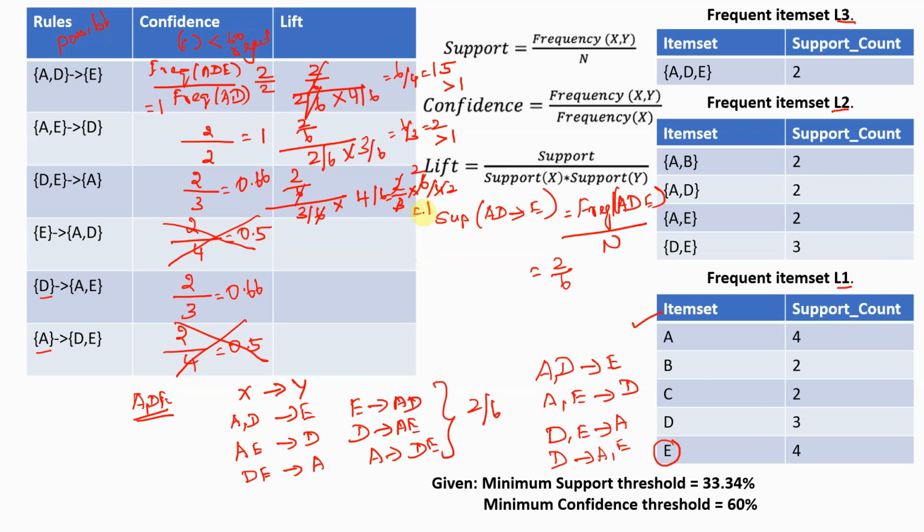So if it is equal to 1, you already know that there is no correlation between that data. Next we need to find the lift value between D to AE.